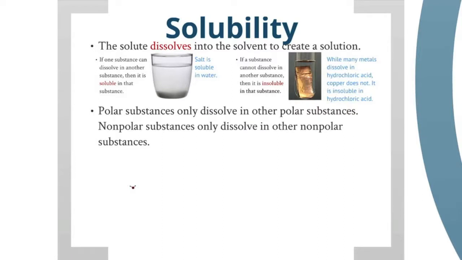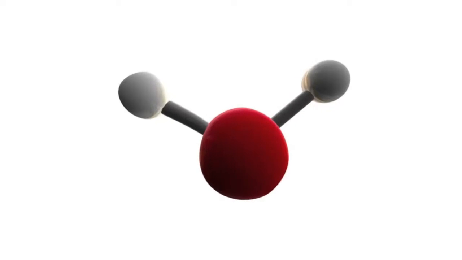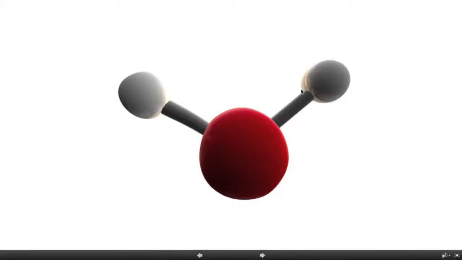Alright, now this is something new. Polar substances only dissolve in other polar substances, and nonpolar substances only dissolve in other nonpolar substances. So let's see what polar means so we can understand what that statement means. Water is polar. What does it mean that water is polar? Well, let's look at a water molecule. That's my water molecule: oxygen and two hydrogens chemically bonded together.